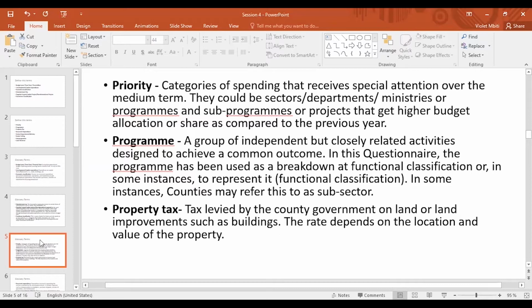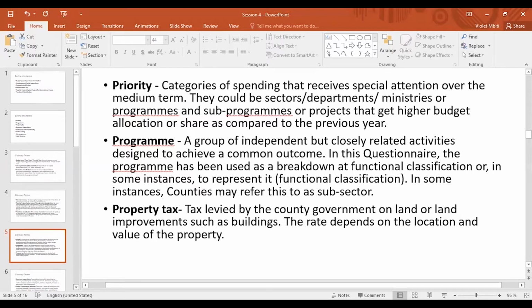And then program, it is a group of independent but closely related activities designed to achieve a common outcome. Property tax is levied by the county government on land or land improvement, such as buildings. The rate depends on the location and value of the property.